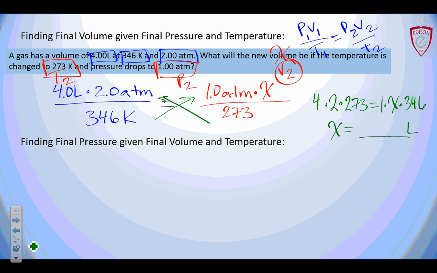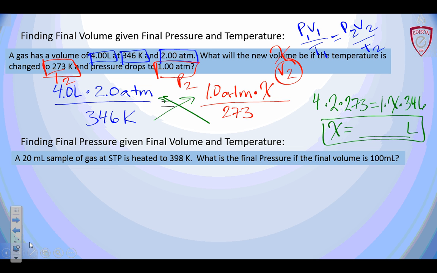Did you guys hear that? Hope so. Let me say it again. We're solving for X, in this case, which is volume. Our original units were liters, so our final units have got to be liters. Now, just mathematically, for those of us that are listening, how am I going to get X by itself? I'm going to divide both sides of this equation by 1 times 346, which is 346. So divide the left-hand side by 346, you get X by itself. Units are liters.